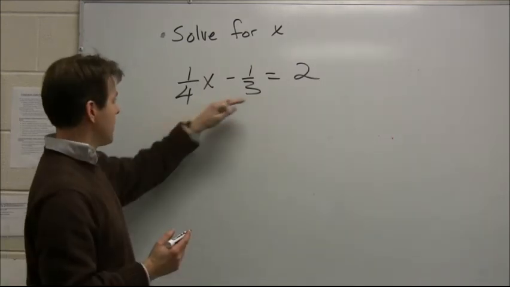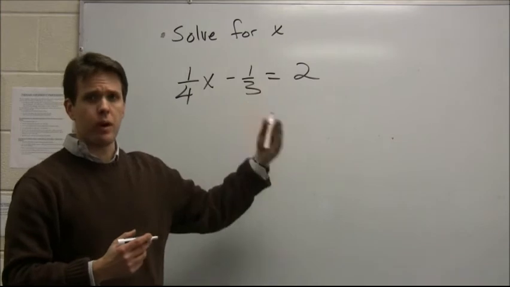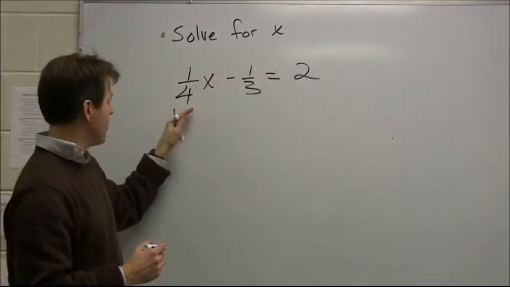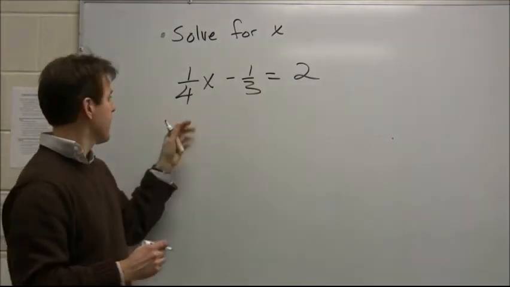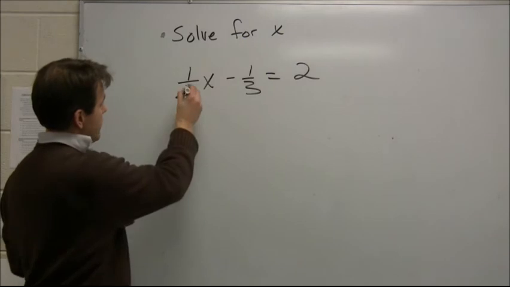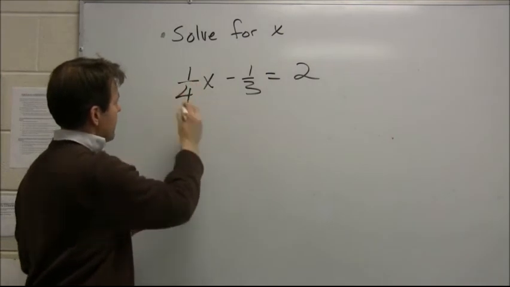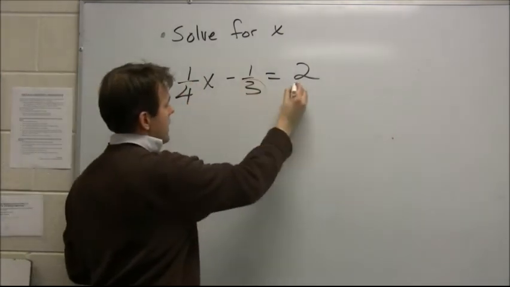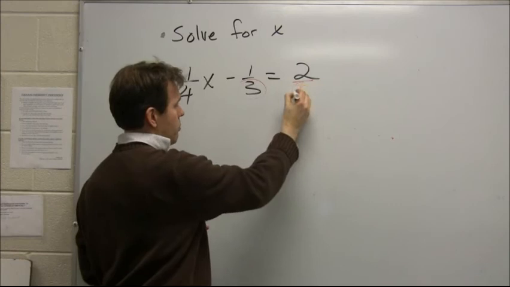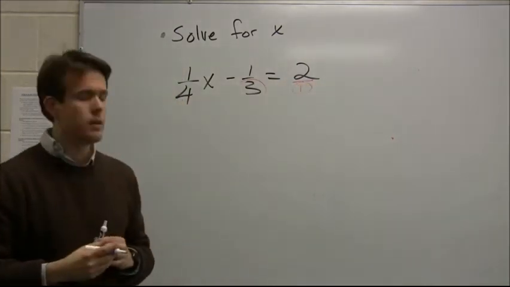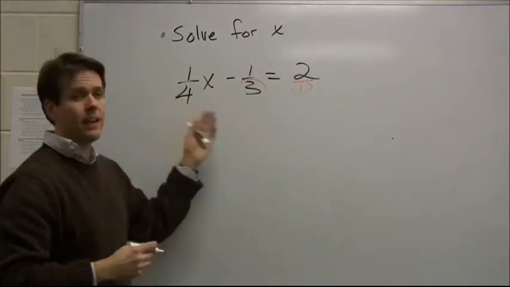In fact, when we have an equation like this, and this only works on equations, not on expressions, 1/4 x minus 1/3 equals 2, what I do is I look at each denominator. In this case, I've got a 4, a 3, and this is understood what? 1. We'll write it there just for emphasis, just to show you we're looking here.